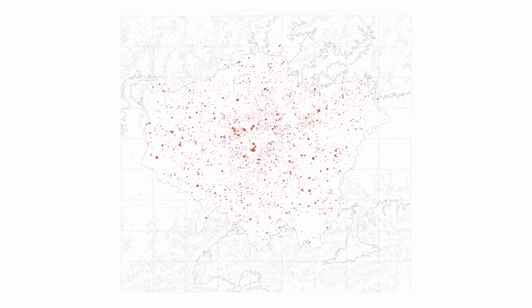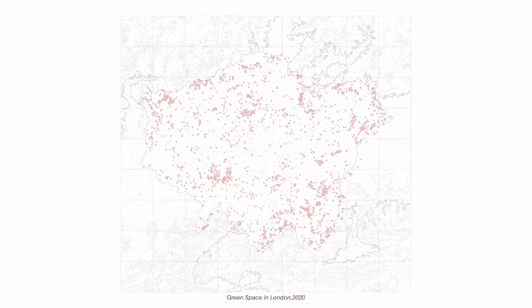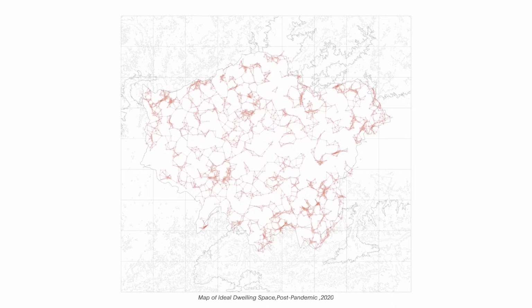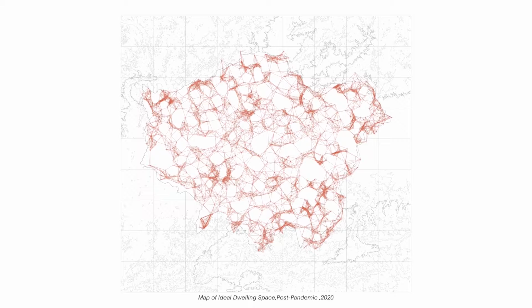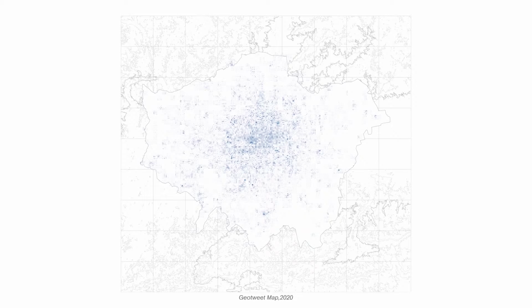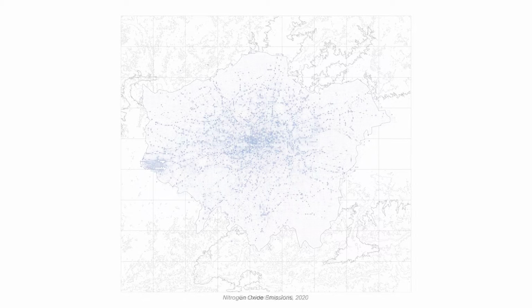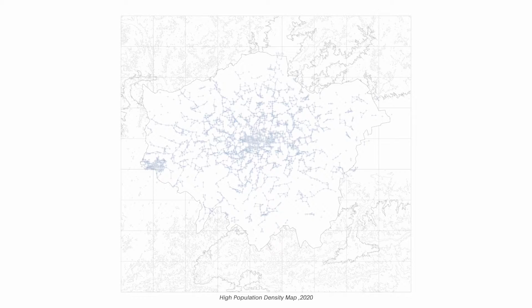By analyzing the population density and green space rate in London, a proximity map was generated between areas with low population density and high green space rate. We assume the high density spots as ideal dwelling space. A geotweet map and carbon dioxide emission map after the pandemic were used to represent the status of population density. The proximity map between them was generated.